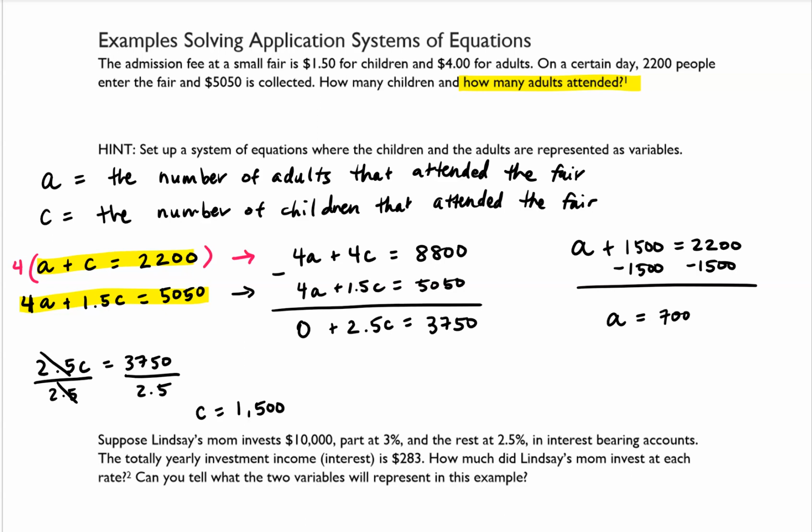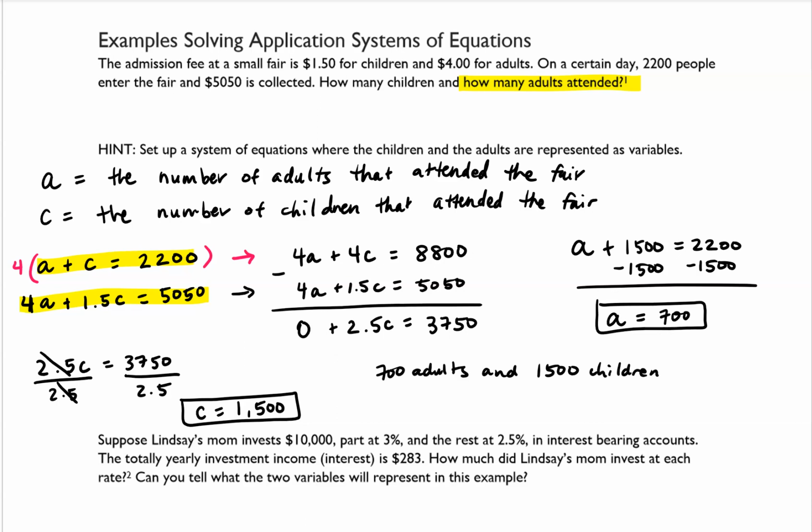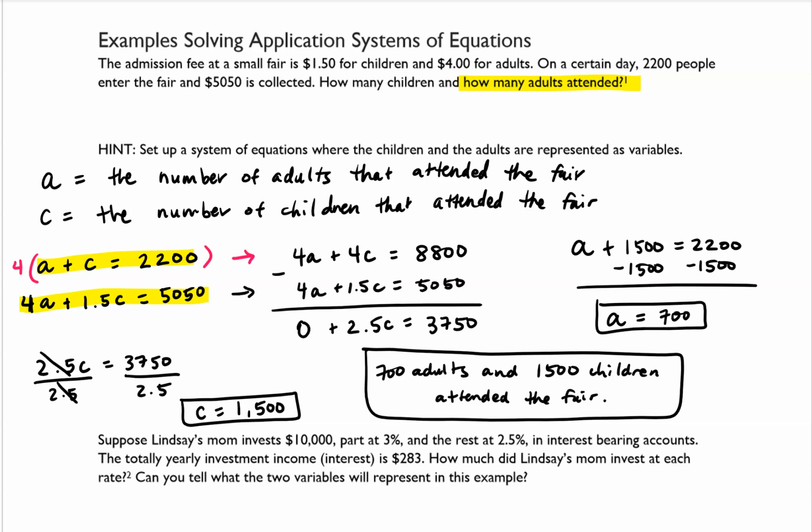And if we do that, we end up getting that A is equal to 700. And so normally I want you to box your final answers, and then sometimes I might even ask you for an interpretation for what you just solved for. So you might even write a sentence that says something like 700 adults and 1,500 children attended the fair. And that concludes this question.